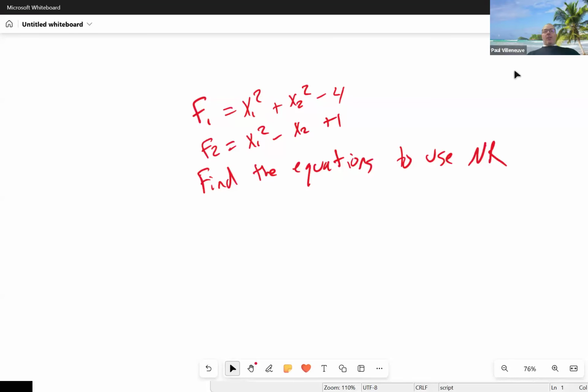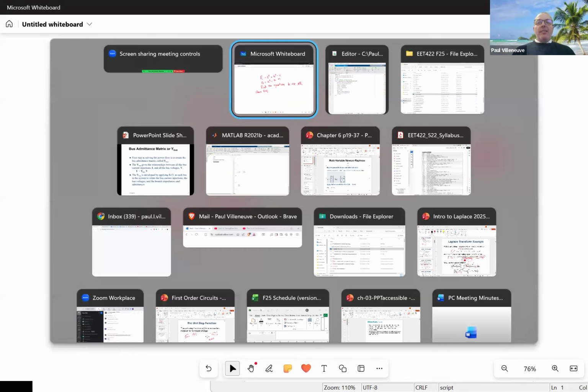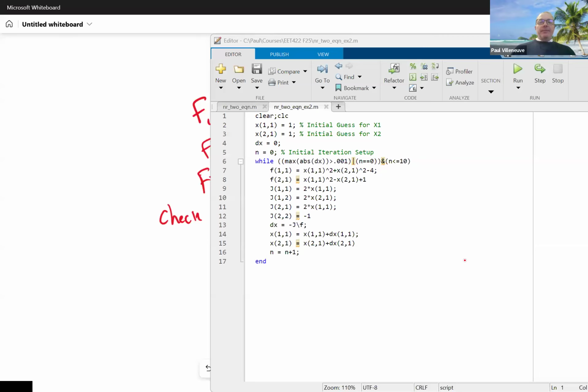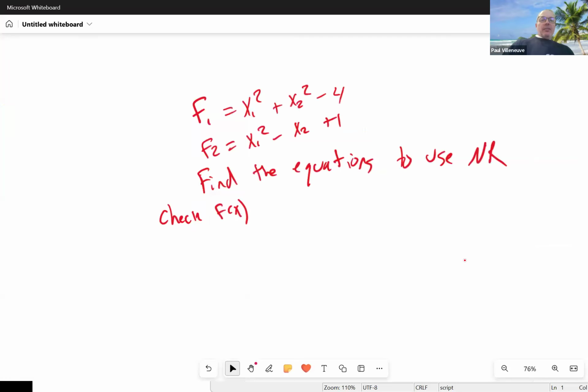So 5 minutes. Okay. For those of you who are making good progress, feel free to keep working ahead of me. I will show you how I would tackle this problem. You can either watch on video or keep proceeding forward. But essentially what we're trying to do is check our f of x. I don't even remember what I told you to guess. 1 and 1. So check f of x at x1 equal to 1 and x2 equal to 1.